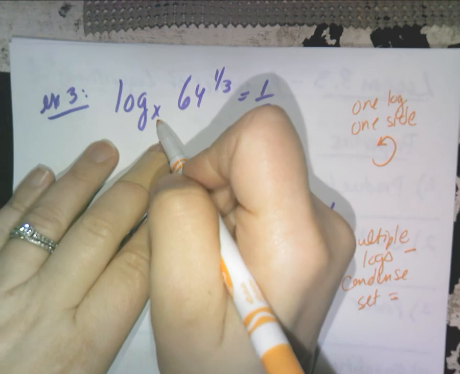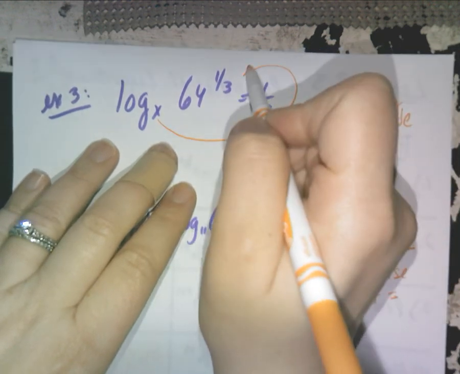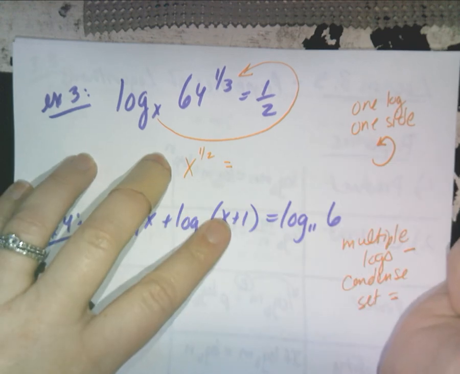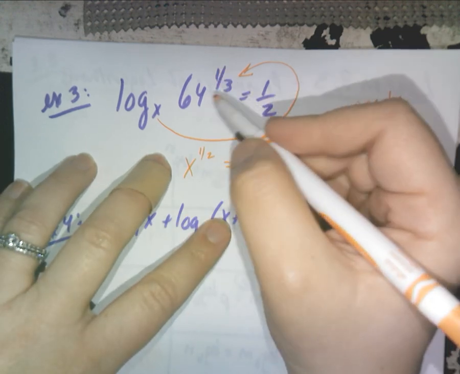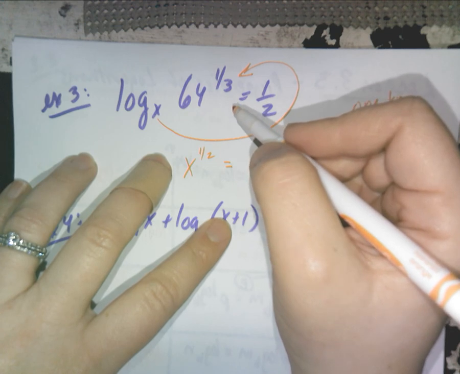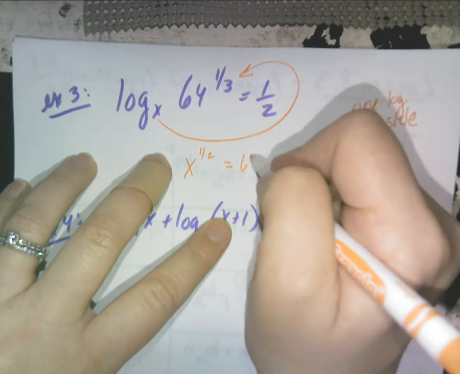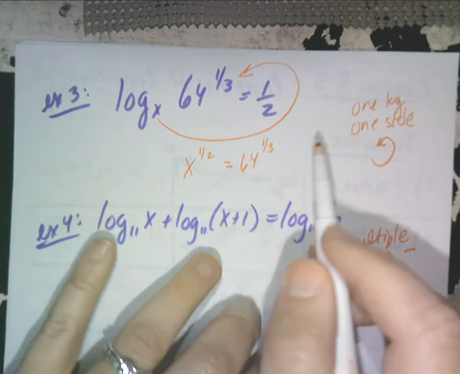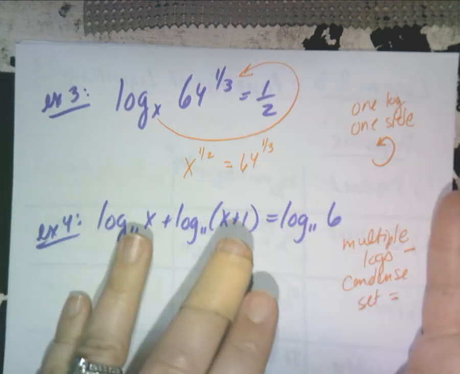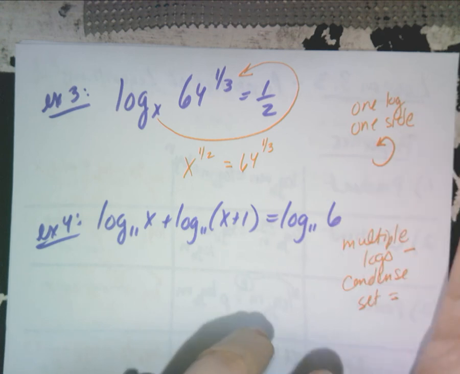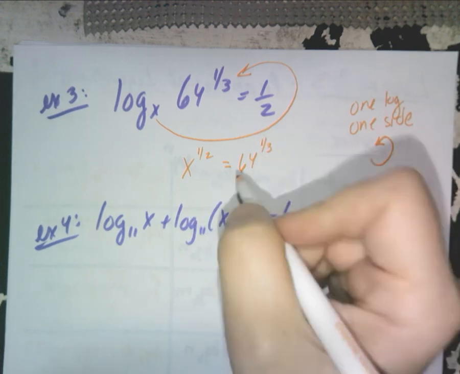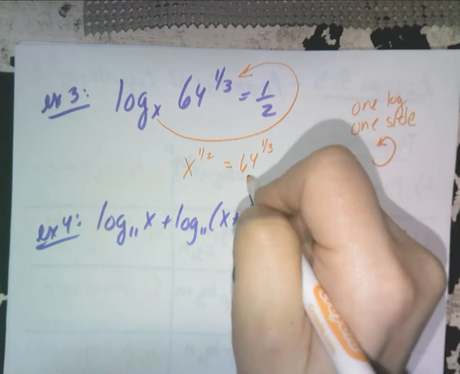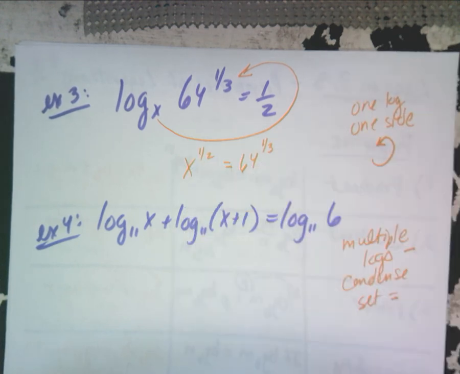So I'm going to go like this. x to the 1/2. What's it equal? Does it equal 1/3 or does it equal 64 to the 1/3? 64 to the 1/3. It equals this whole thing right here. So now it's up to you, however you want to solve this. There were multiple ways in the other class. That 64 to the 1/3 is actually, well, let's leave it like this. How do you want to solve it? I'll ask you.